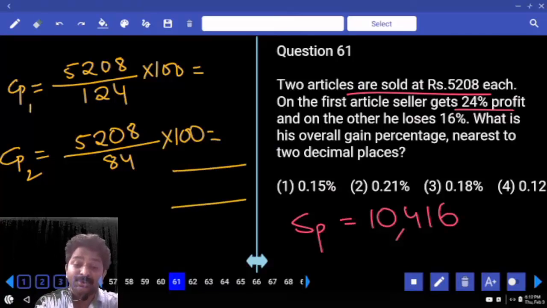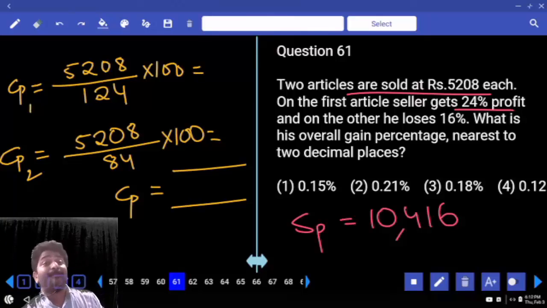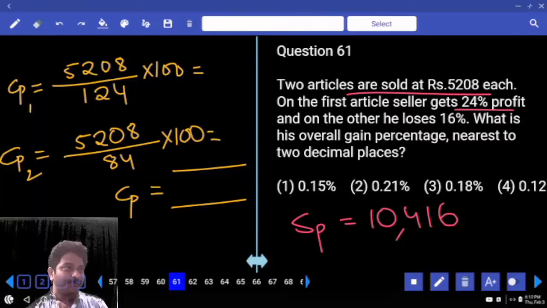Then by adding these two, you get the total cost price of both items. We have the total selling price and the total cost price. Then we will get to know whether profit is made or loss is made. After that we have to calculate the profit percentage or loss percentage. Now, doing this simplification takes time. That's what I told you.